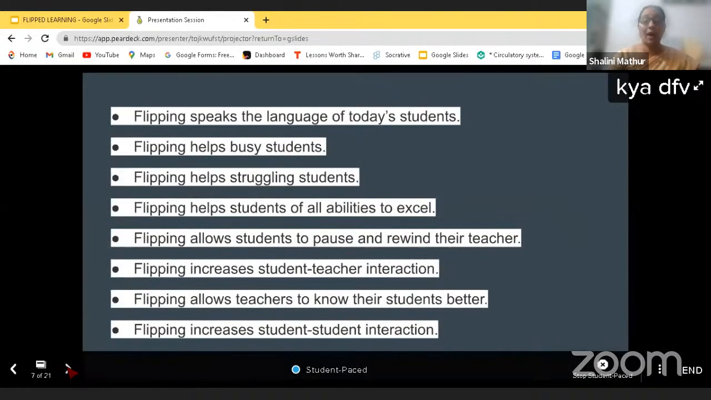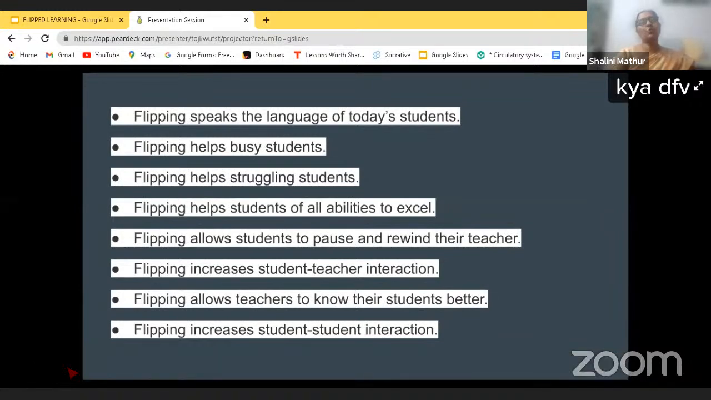Now, why should we go for the flipped classroom? There are so many benefits. There are so many reasons to go for the flipped classroom. If you see, flipping speaks the language of today's student. We all know now students are too much exposed to all these tools, they are exposed to gadgets. And we all know, people of my age, we are the technology immigrants, whereas all the students are tech savvy.